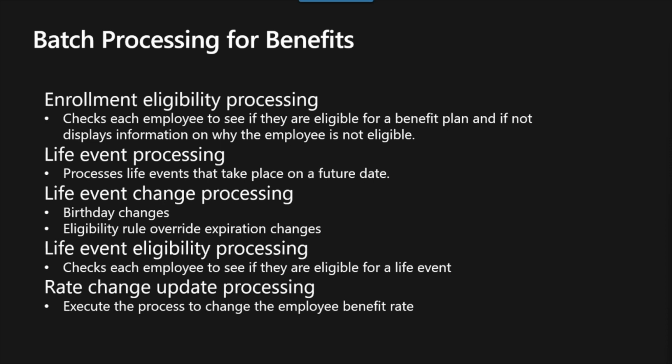And finally, there is the rate change update processing job. This job will process benefit rate changes in Dynamics 365 Human Resources when a new or existing benefit plan has a change in eligibility rule settings. If a new eligibility rule is created and assigned to the plan, this prompts the system to rerun worker eligibility to check if workers may now be eligible for the plan based on the new eligibility options.